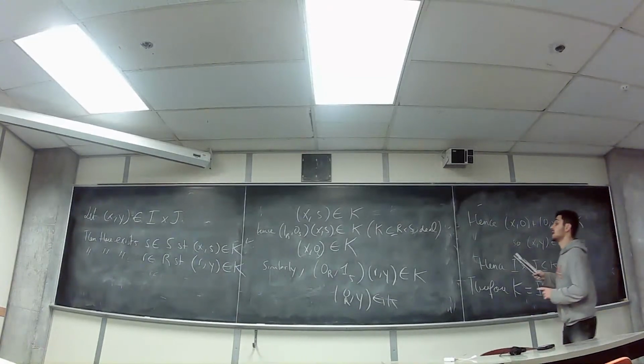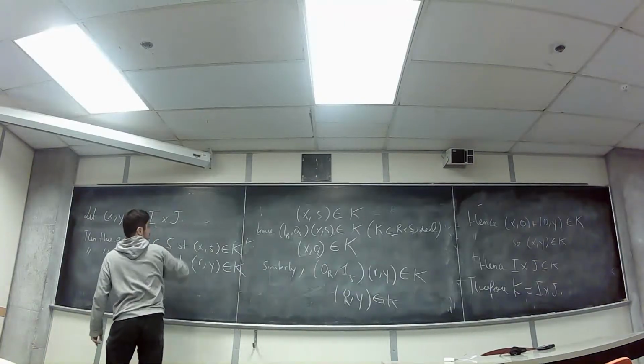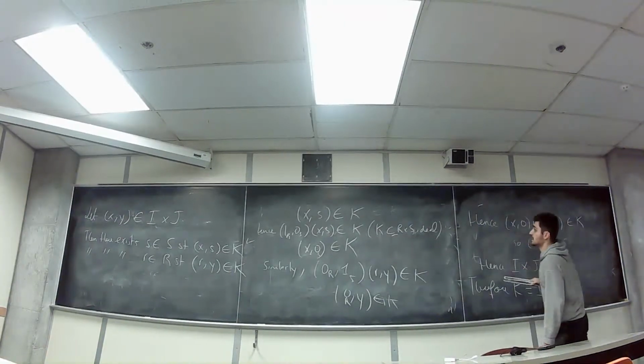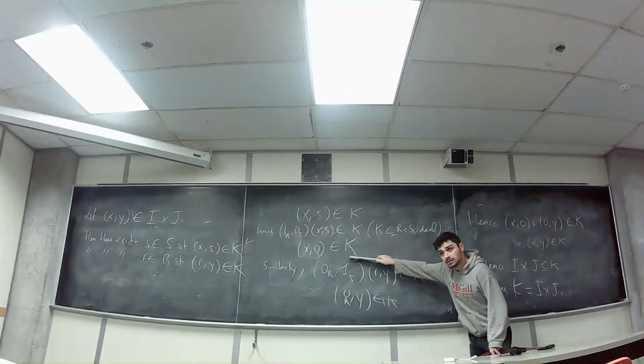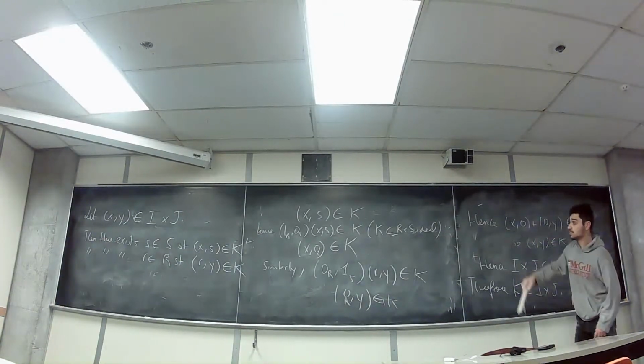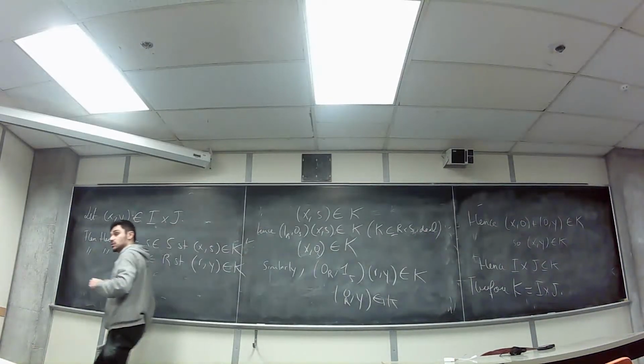No, I use it to prove that if (x,y) is here, then (x,y) is in K. Now, how do I do that? I did that by proving that (x,0) is in K and that (0,y) is in K. If you manage to prove both of these two, you can add them up and you get that (x,y) belongs to K.